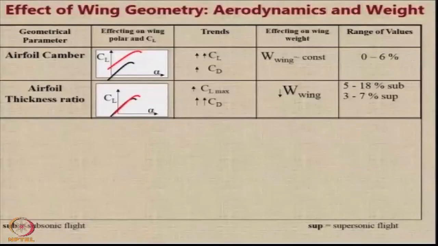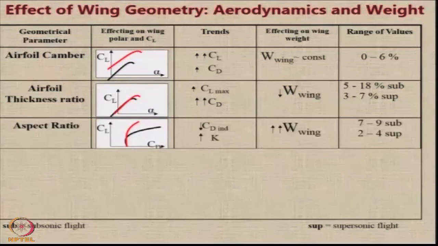So, up to a point, increasing T by C can actually lead to a reduction in the wing weight. The range of values for subsonic aircraft is between around 5 to 18%, and for supersonic aircraft, the thickness to chord ratio is kept low because of the high drag, between 3 to 7%. The next important parameter is the aspect ratio.